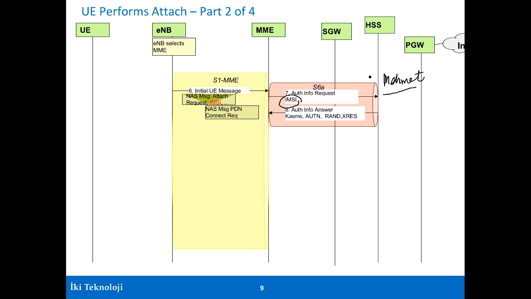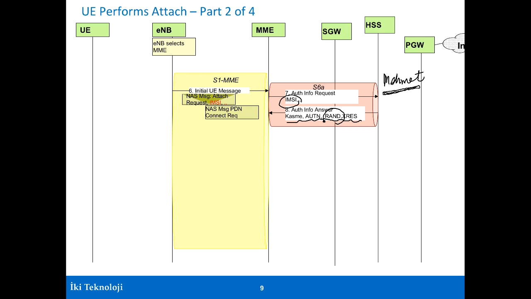And if the system just accepts you, then essentially poor Mehmet will be paying the bills, and you will be doing all the browsing on the internet, and we don't want that to happen, right? Especially the operator doesn't want it, and Mehmet doesn't want it, because Mehmet will refuse to pay his bills. So the HSS goes back and provides some keys and some authentication parameters.